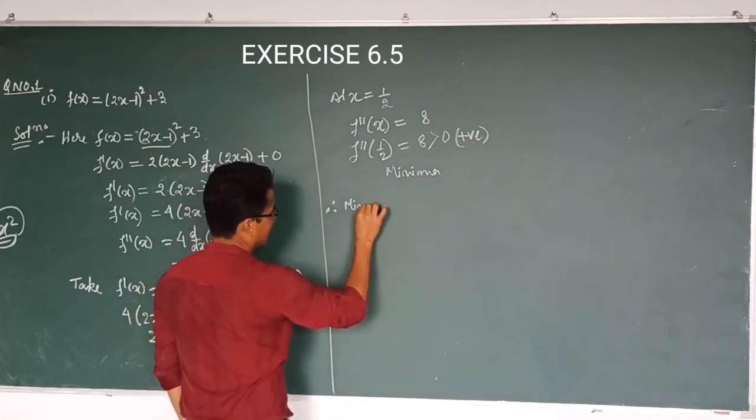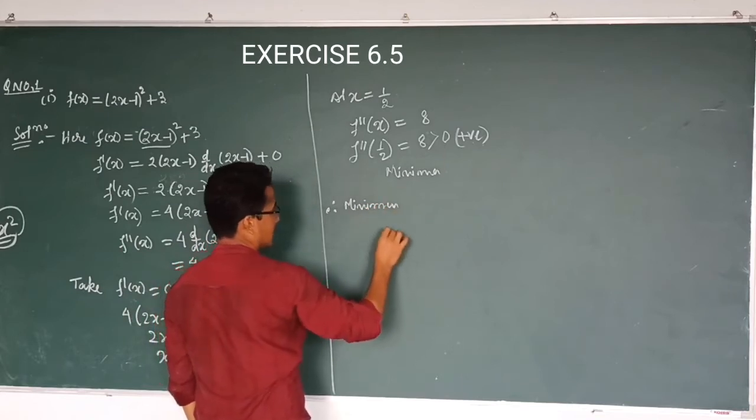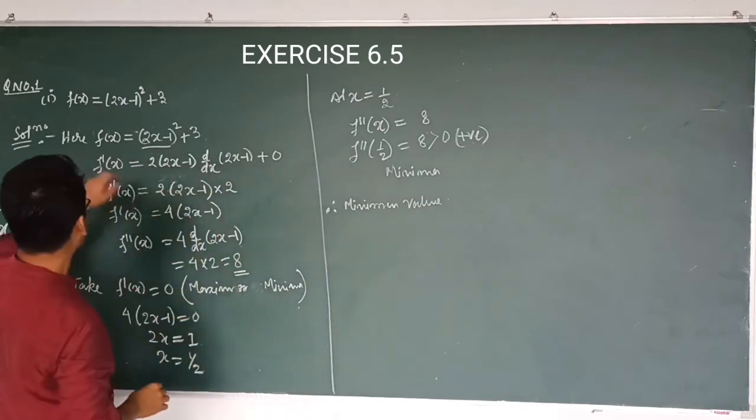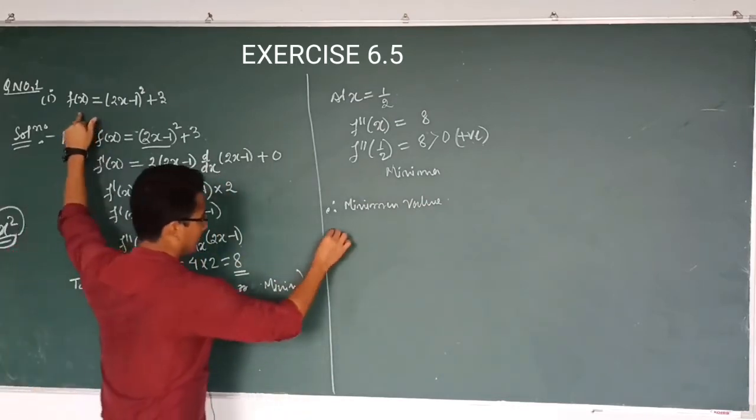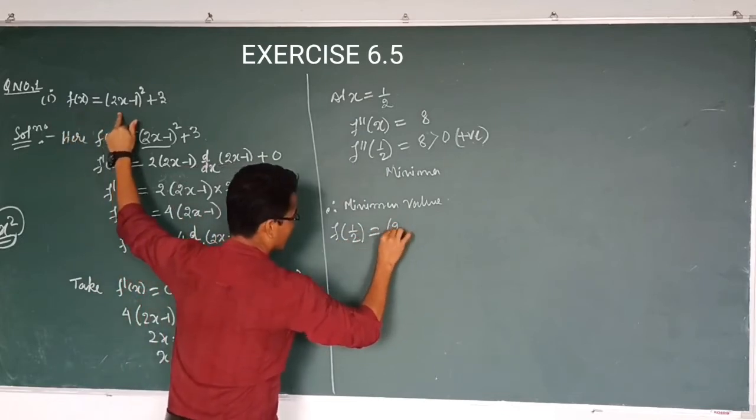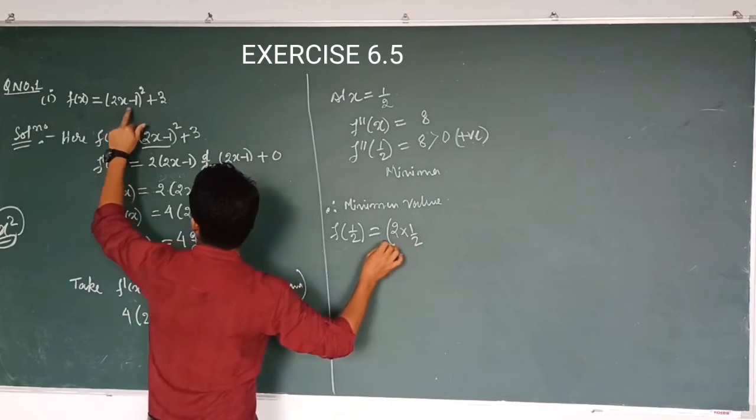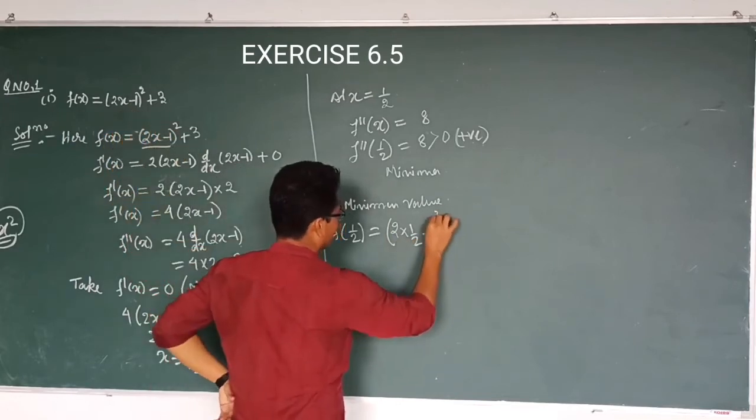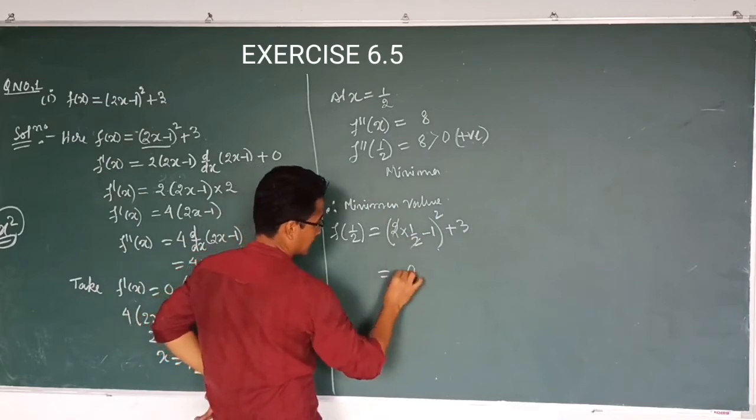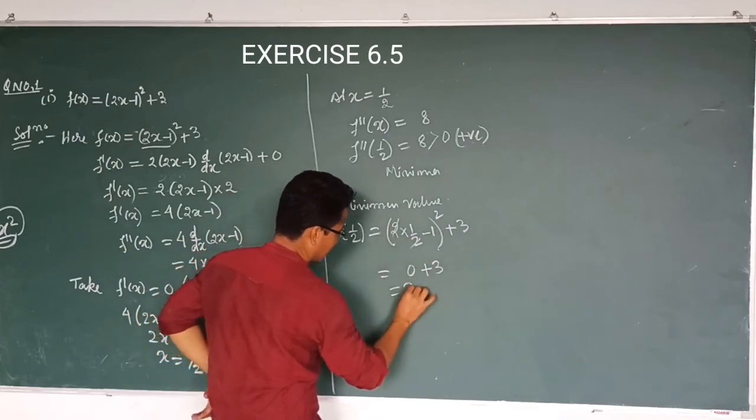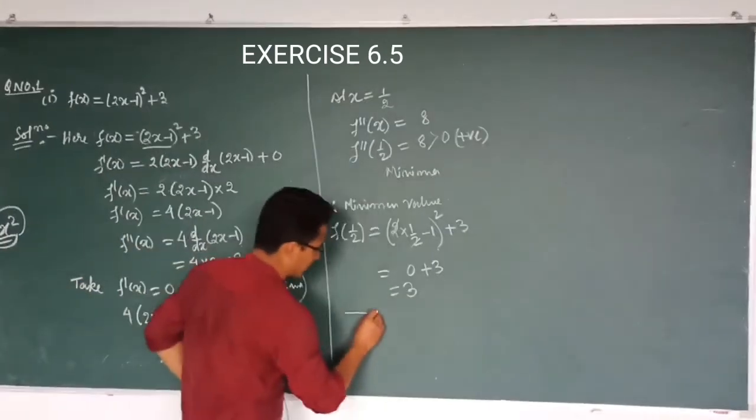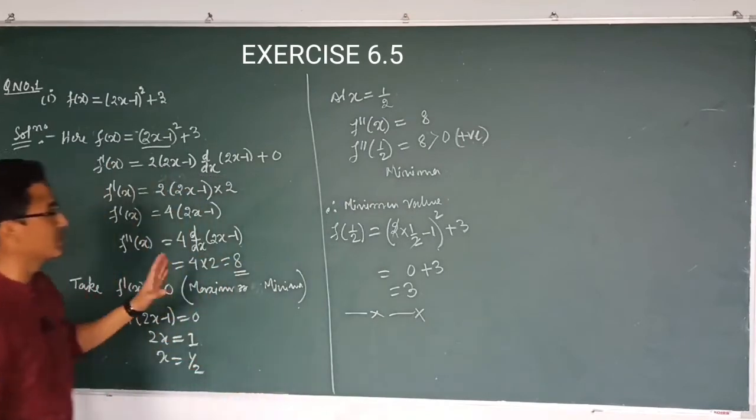Therefore, minimum value. So the minimum value we will put here: f of 1 by 2, which is equal to 2 into (1 by 2 minus 1) whole square plus 3. So which is equal to 2 into 0 plus 3, equal to 3. So our minimum value is 3. In this way we find the maximum and minimum value.